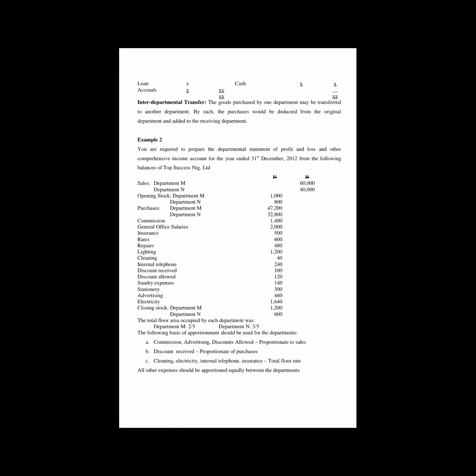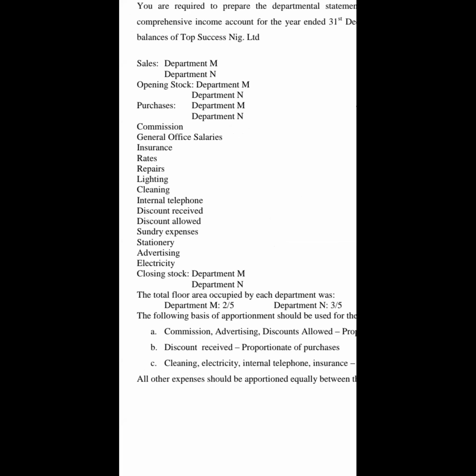And we have been given the total floor rate immediately after the closing stock. Are we seeing it? Total floor rate occupied by each department. Can we see that? It's going to be 2/5 and 3/5 respectively. They now said all other expenses should be apportioned equally between the departments. It means any other expense apart from the ones stated above, for which they have given us a basis of apportionment. Any one for which the basis of apportionment is not given, we're going to apportion it equally. So that's the meaning of this last statement.